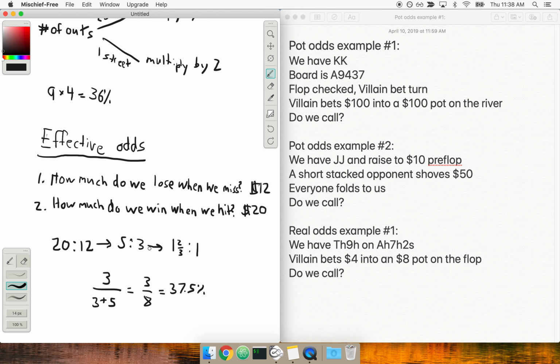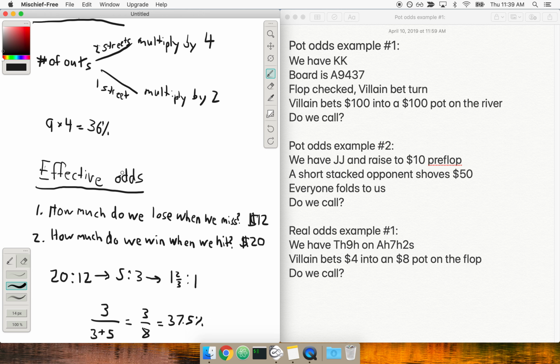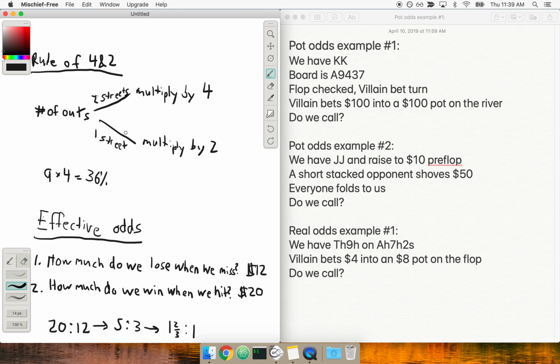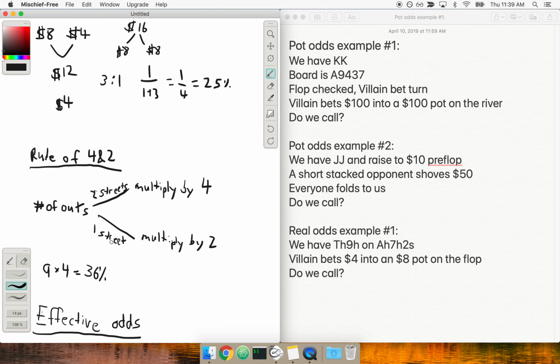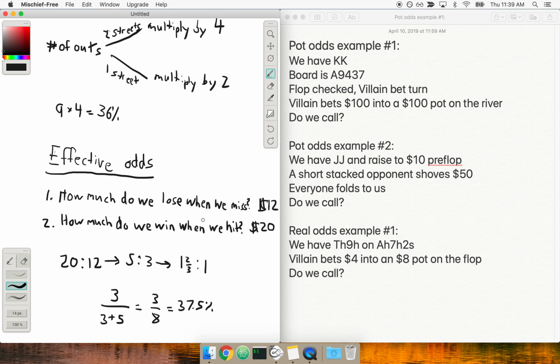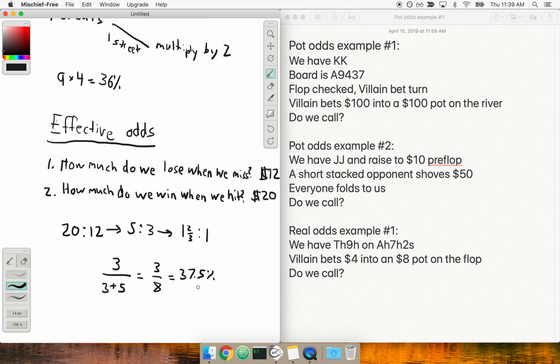So once we factor in the fact that our opponent is going to bet the turn, things change a lot, right? We estimated that we have 36% equity. When we used the pot odds, that was looking like a clear call. We have a lot more equity than we need. But when we used effective odds, now we're saying that we need 37.5%, and we only have 36%. So now it's looking like we should fold.